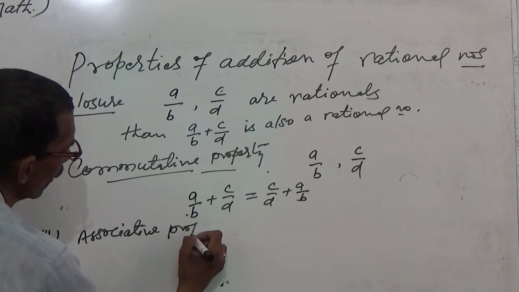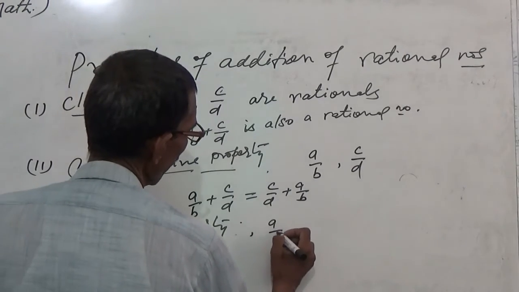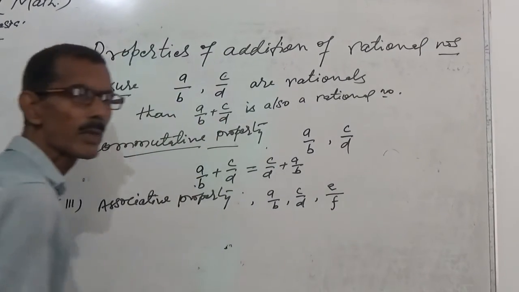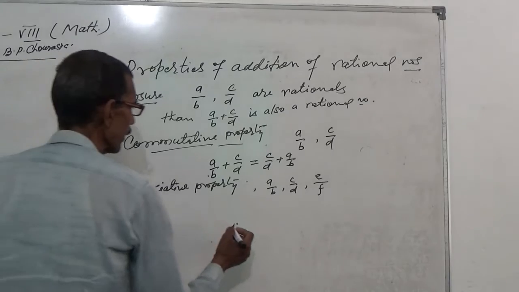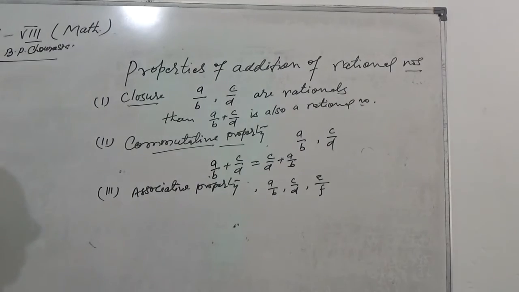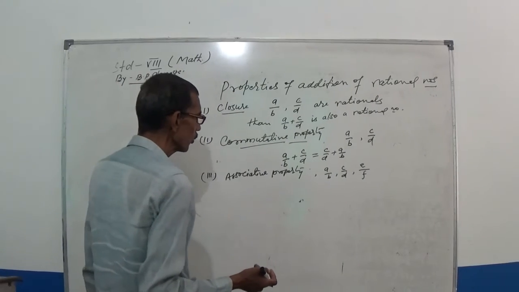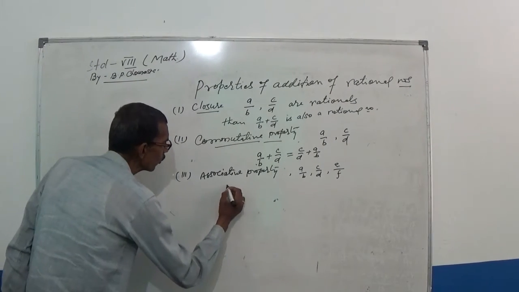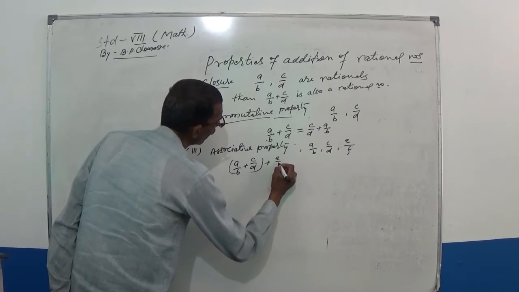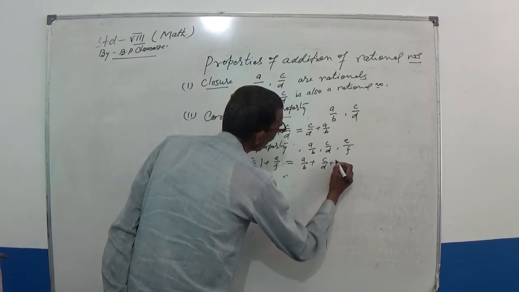Third, associative property. Suppose A by B, C by D and E by F are given three rational numbers. Then you can add these rational numbers in any order. By changing their order, its total value never changes. So A by B plus C by D, and plus E by F, is equal to A by B plus C by D plus E by F.